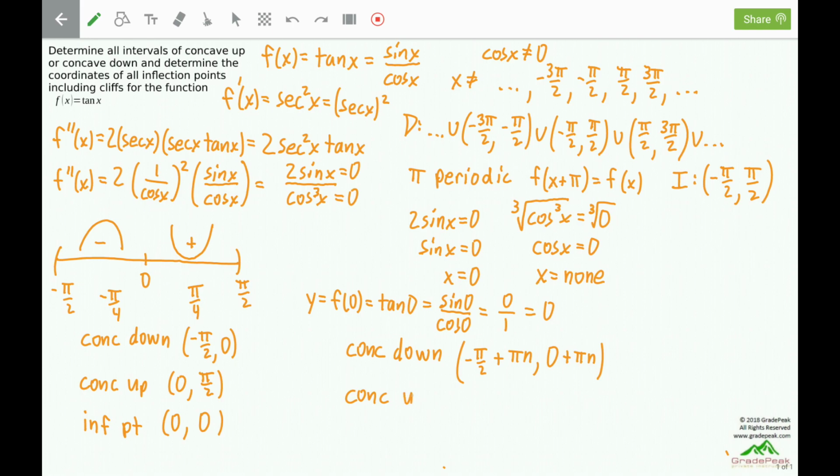We have concave up from 0 plus pi n to pi over 2 plus pi n. And we have inflection points at 0 plus pi n, comma, and then 0. The y-coordinate is from a trig function. It's not an x, so it does not have a pi n added onto it.